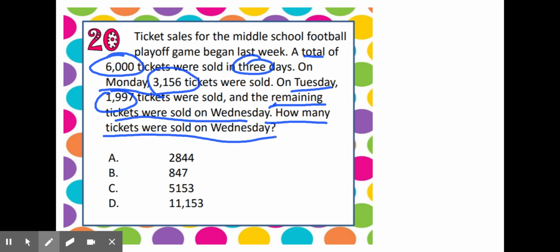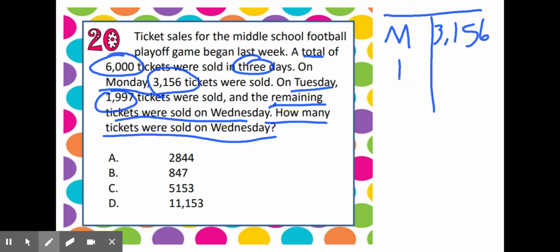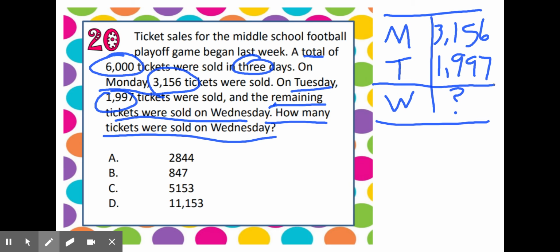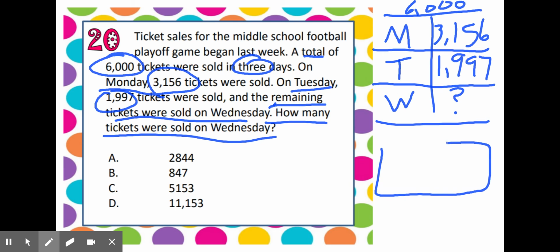So again, nobody's more or less than anyone, but just to keep it straight, I'm going to make a T-chart. Monday was 3,156. Tuesday was 1,997. And Wednesday, we don't know what Wednesday was. But we do know that the total was 6,000. So I could also make a strip diagram here. We've been doing those a lot when we do our word problem of the day. Since I know my total, I would put it on top.